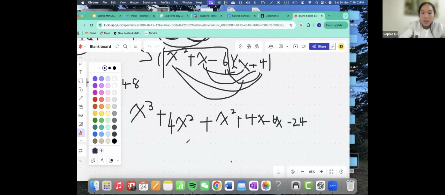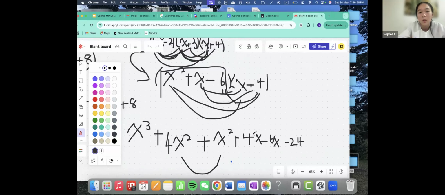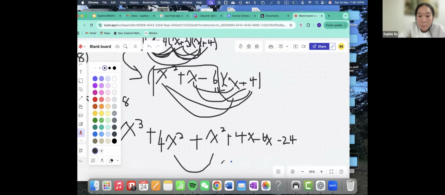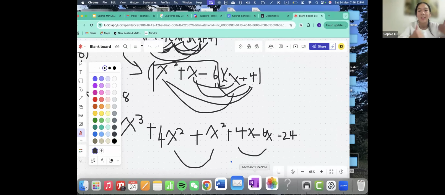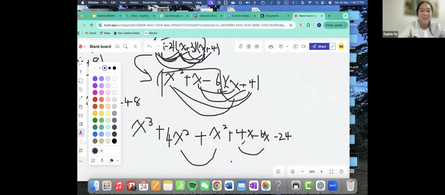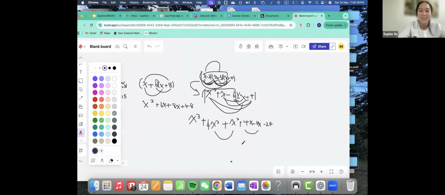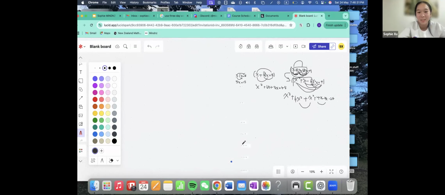And then you can just collect like terms, these two, and then what? Oh wait, no, it's fine. These two, and then these two, and then you just get the answer. Is that all good? Reasonably happy? Yeah. Okay.